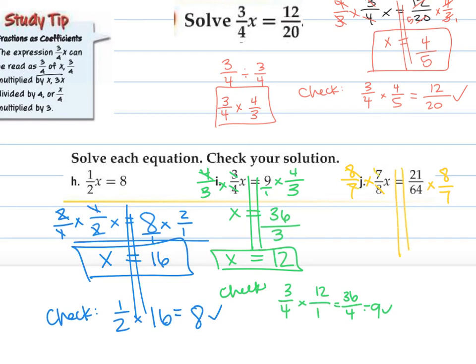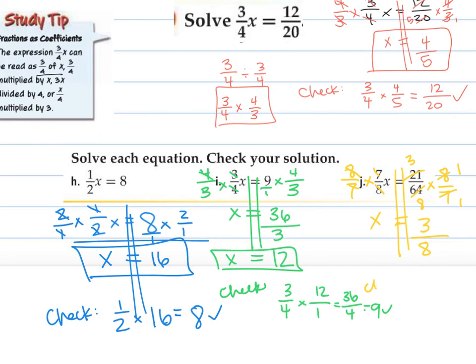What did I forget? My train tracks. X equals, well, I'm going to look for shortcuts on here. I know that 7 and 21 can both be divided by 7. 7 divided by 7 is 1. 21 divided by 7 is 3. 8 and 64 can both be divided by 8. 8 divided by 8 is 1. 64 divided by 8 is 8. Now I multiply. 3 times 1 is 3. 8 times 1 is 8.